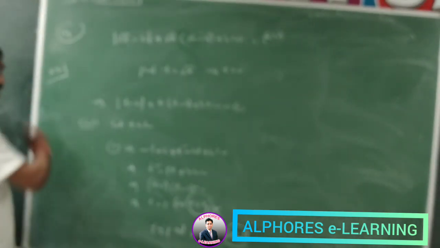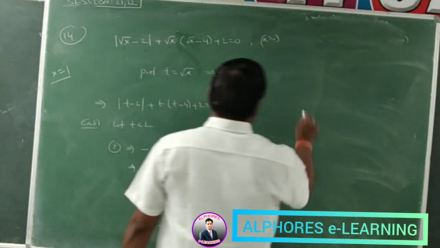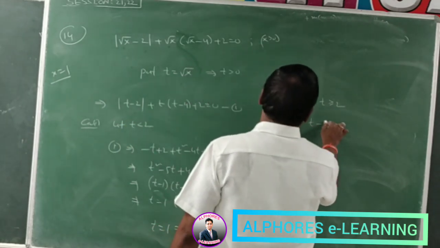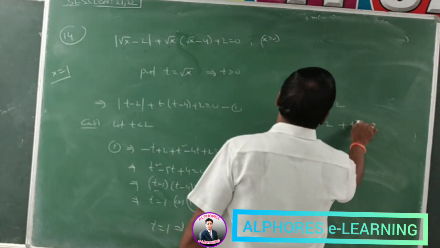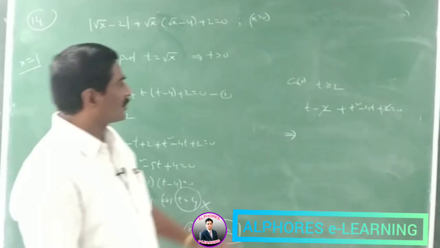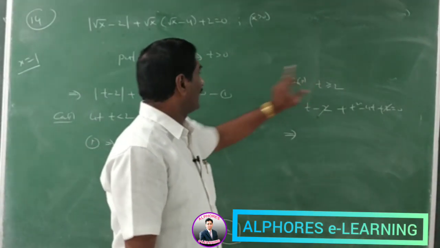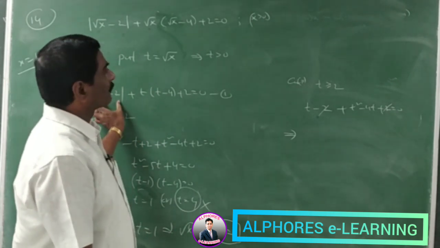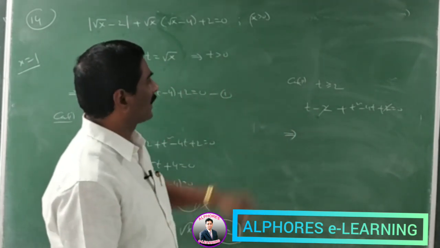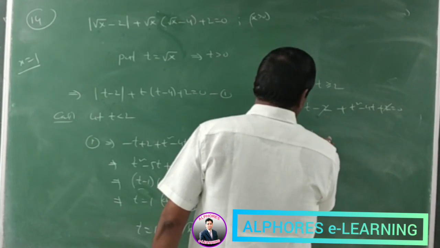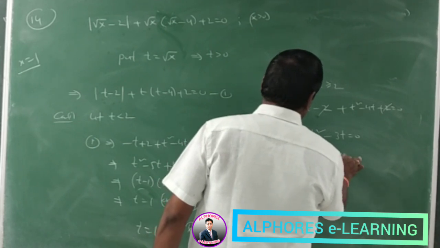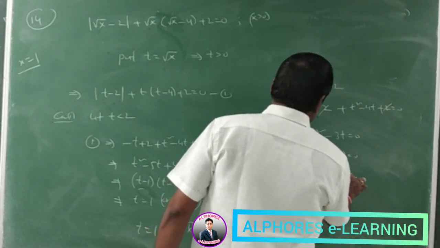Okay. Next, second case. Let t greater than or equal to 2. Then it can be reduced into a positive value. If t greater than or equal to 2, mod t minus 2 is positive. That means equation 1 can be reduced into t minus 2 plus t square minus 4t plus 2 is equal to 0. The 2 cancels. That means t square minus 3t is equal to 0. That means t of t minus 3 is equal to 0. t is equal to 0 or t is equal to 3.